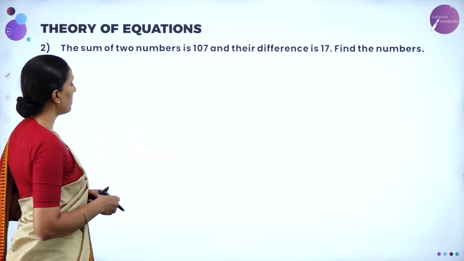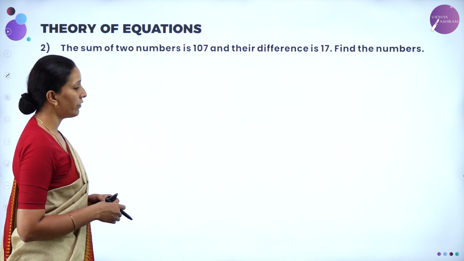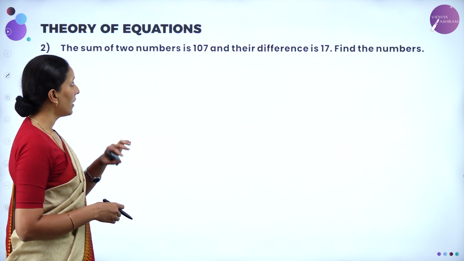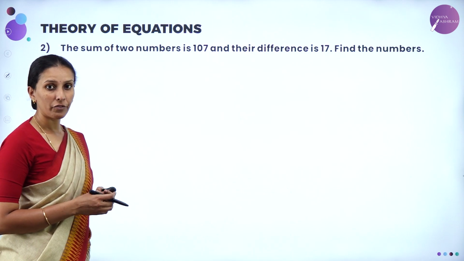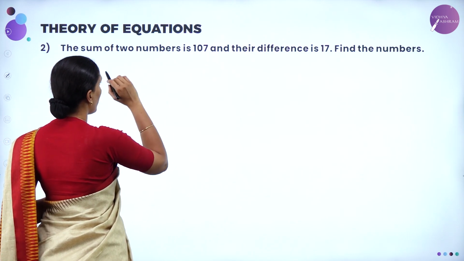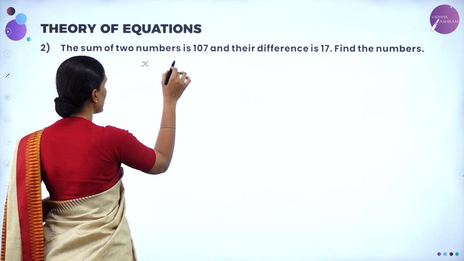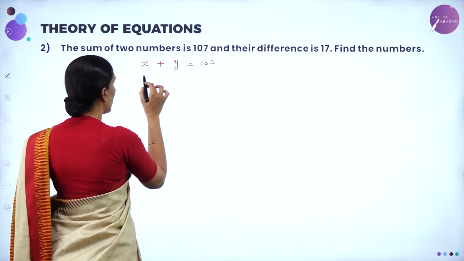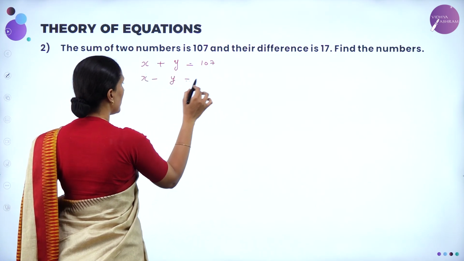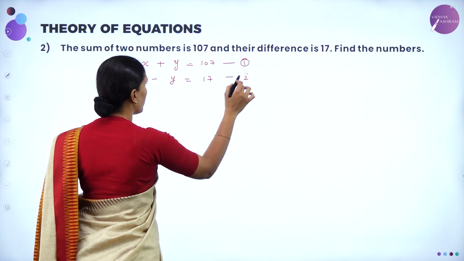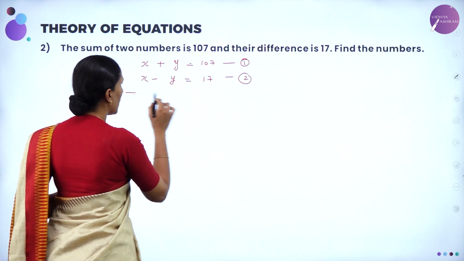The sum of two numbers is 107 and their difference is 17. Find the numbers. That means the linear equations, we need to analyze it and we need to find the solution. So they have given the two numbers, sum is 107. Let the two numbers be x and y. Their sum is 107. Their difference is 17. So let's take this as 1 and 2. Let us subtract 1 and 2.